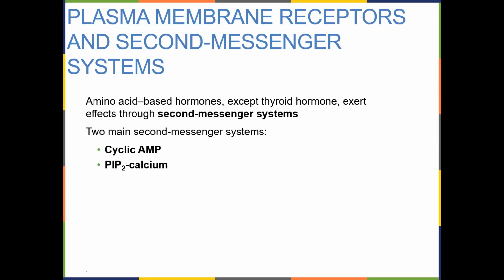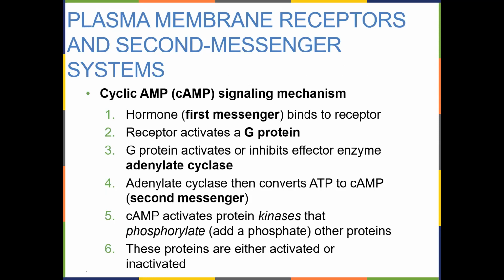And don't worry, it gets a whole lot better after this. I'm getting the ugly stuff out of the way first. Okay, cyclic AMP. Hormone's too big to get in. This was discovered with epinephrine. Epinephrine is a hormone. It comes out of the medulla of the adrenal gland. Epinephrine can't get into cells. It can land on the cell membrane, but it can't get in. What it does, though, is it turns on what we call a G protein. The G protein turns on an enzyme called adenylate cyclase.